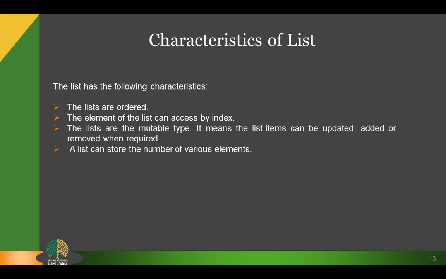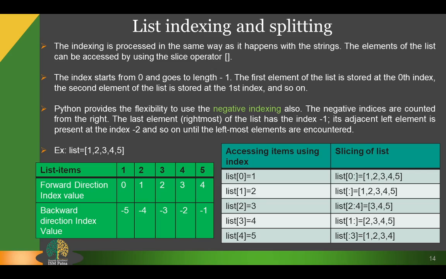Lists have some characteristics. Lists are ordered. It means each and every item has an index value. The elements of a list can be accessed by index. Lists are mutable. It means one can update, add or remove the elements of the list if required. And the fourth important characteristic of a list is that it stores a number of various elements. It means we can create a list of 2 different lists or 2 different tuples or a dictionary also. We will see an example of this.